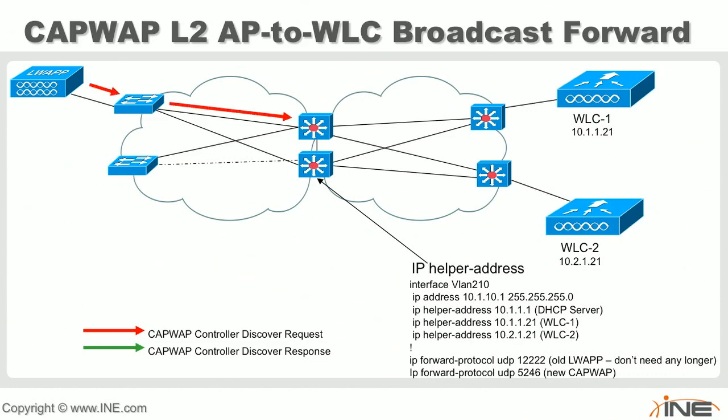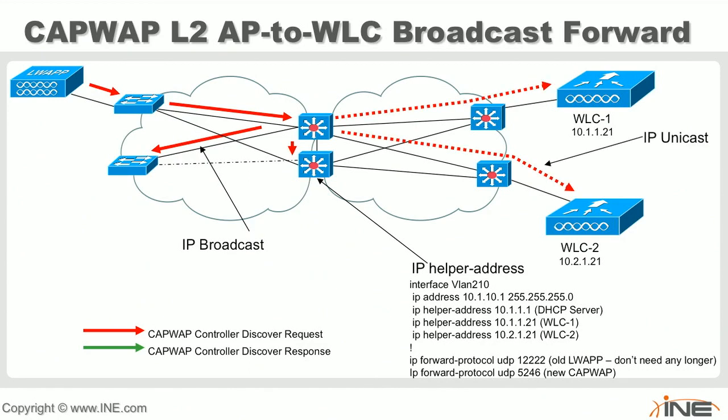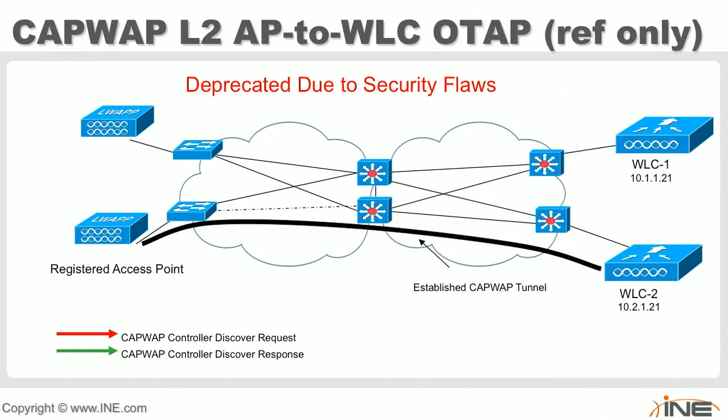So at any rate, the way it goes, the IP broadcast is sent, the IP helper address turns it into a unicast, forwards it to the 2 WILCs and the DHCP server where it's basically ignored. And of course, the WILCs respond back to the lightweight access point. Again, this is just for reference only.